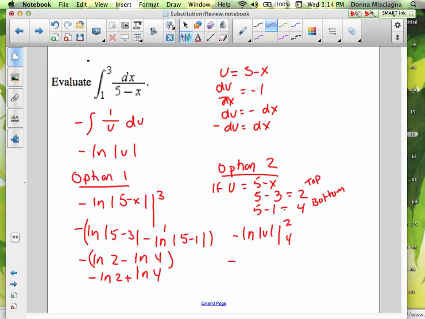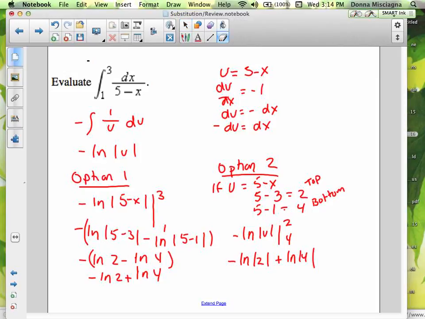So then negative natural log 2, and then minus a negative, or plus natural log 4. And now you don't need those absolute value bars, but I just got into the habit of writing them. Why is it minus? Oh, B minus A? Is that why? Yeah. So does that mean 2 would be B? Technically, yes. That is the integral.